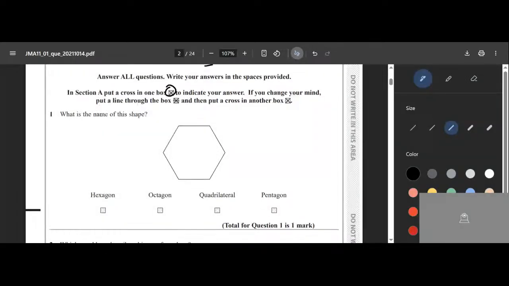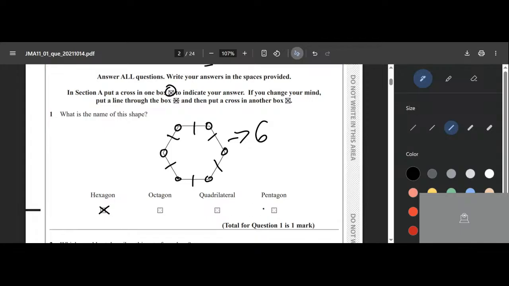Question 1. What is the name of this they're testing on? Polygons. So this polygon has got 1, 2, 3, 4, 5, 6. You can count that way, or you can count the corners, called the vertices. 1, 2, 3, 4, 5, 6. So there are 6. So being that this shape has got 6 sides, we have to call it a hexagon.